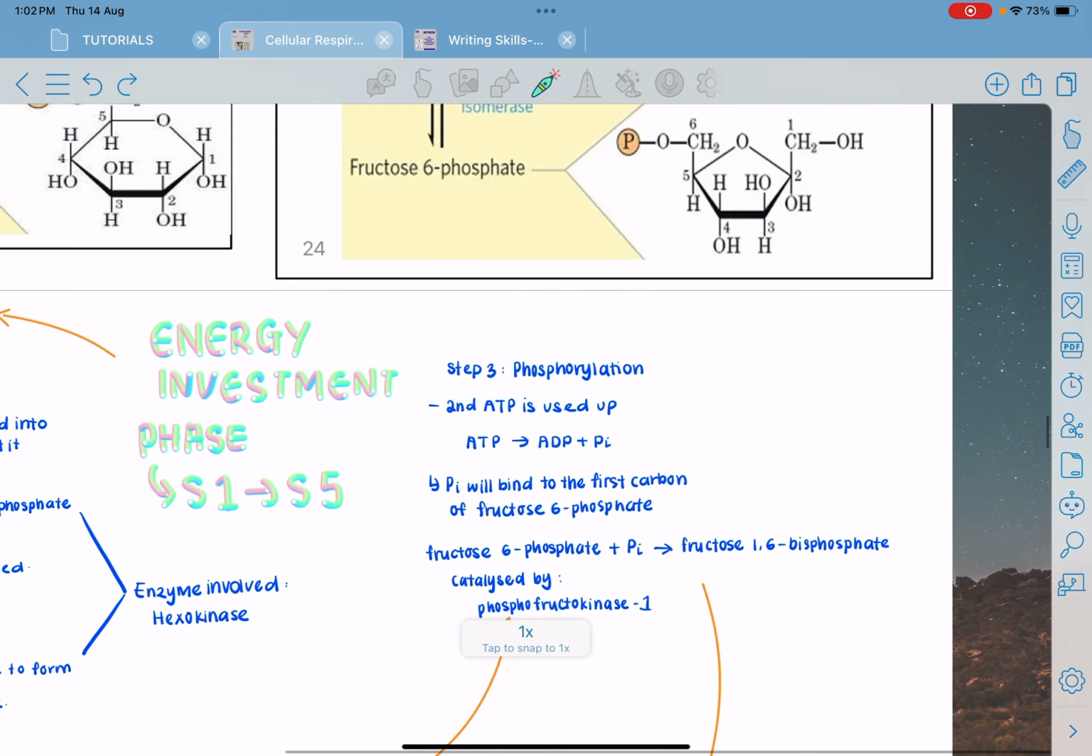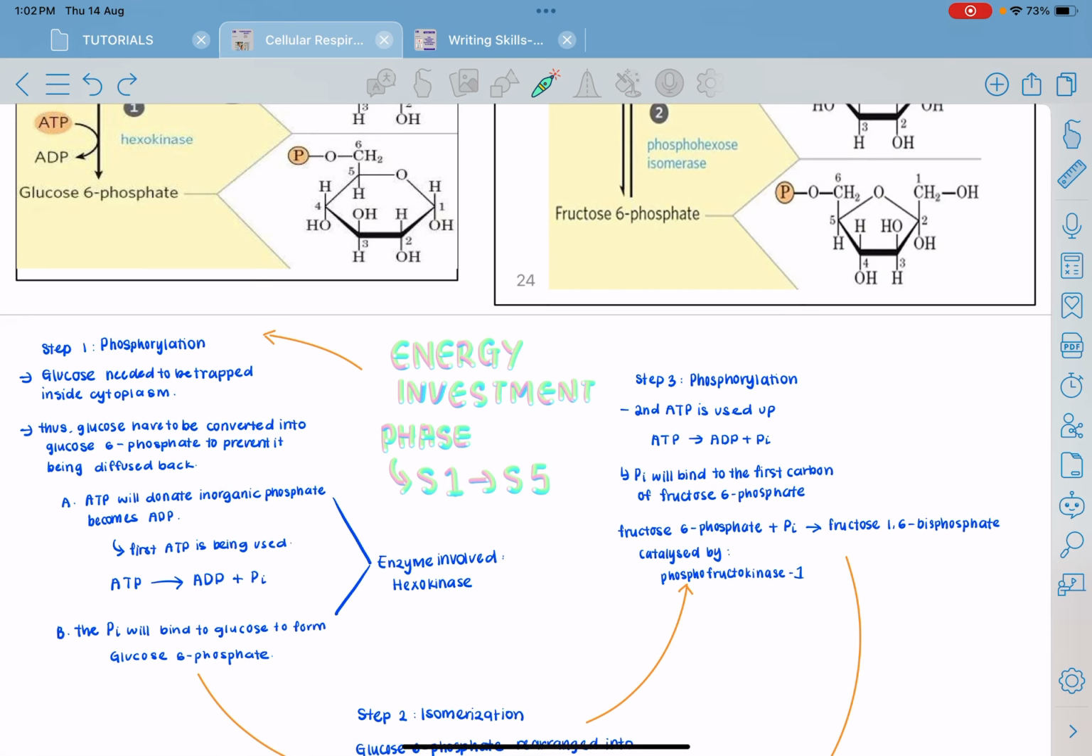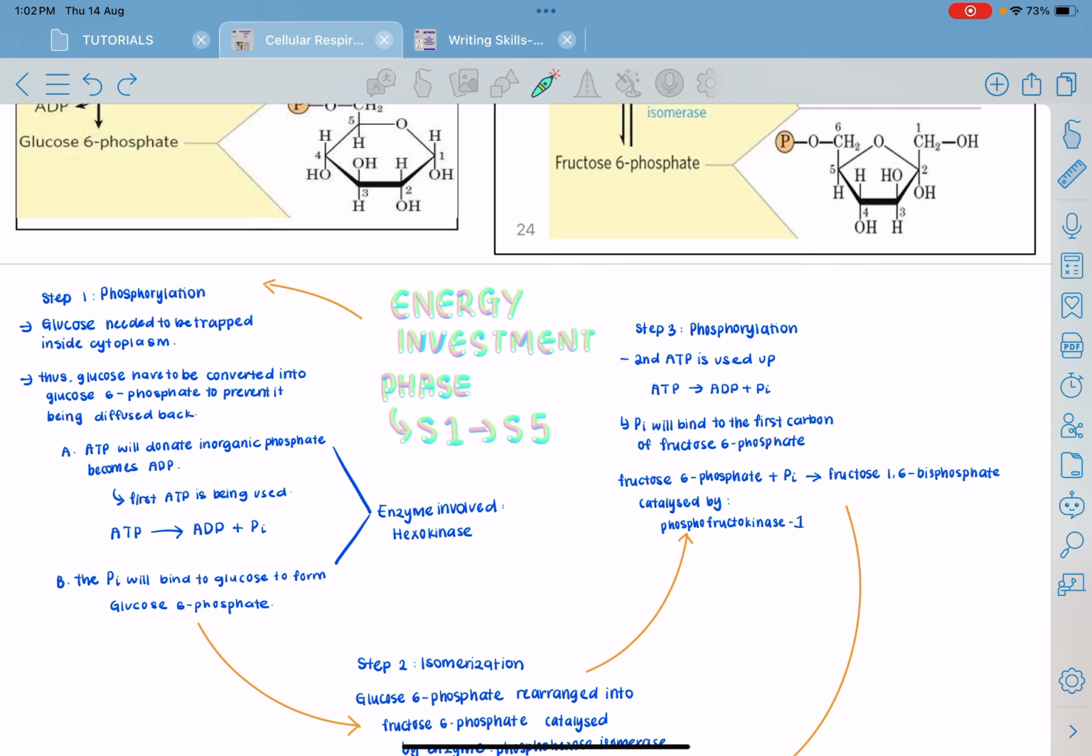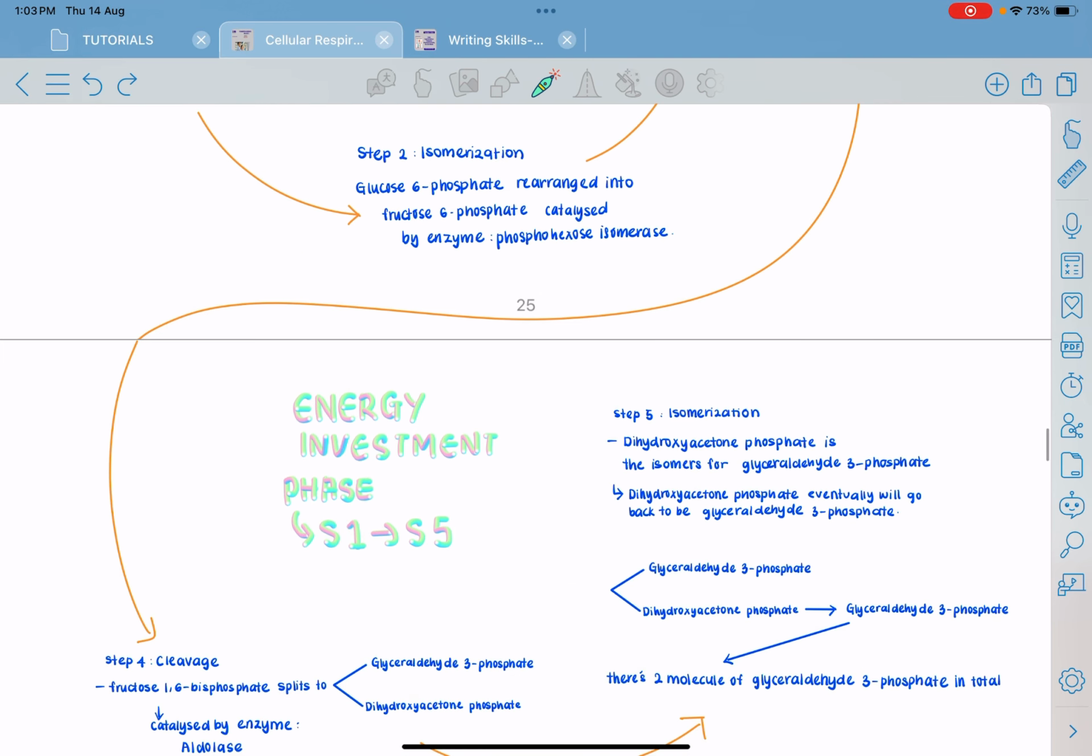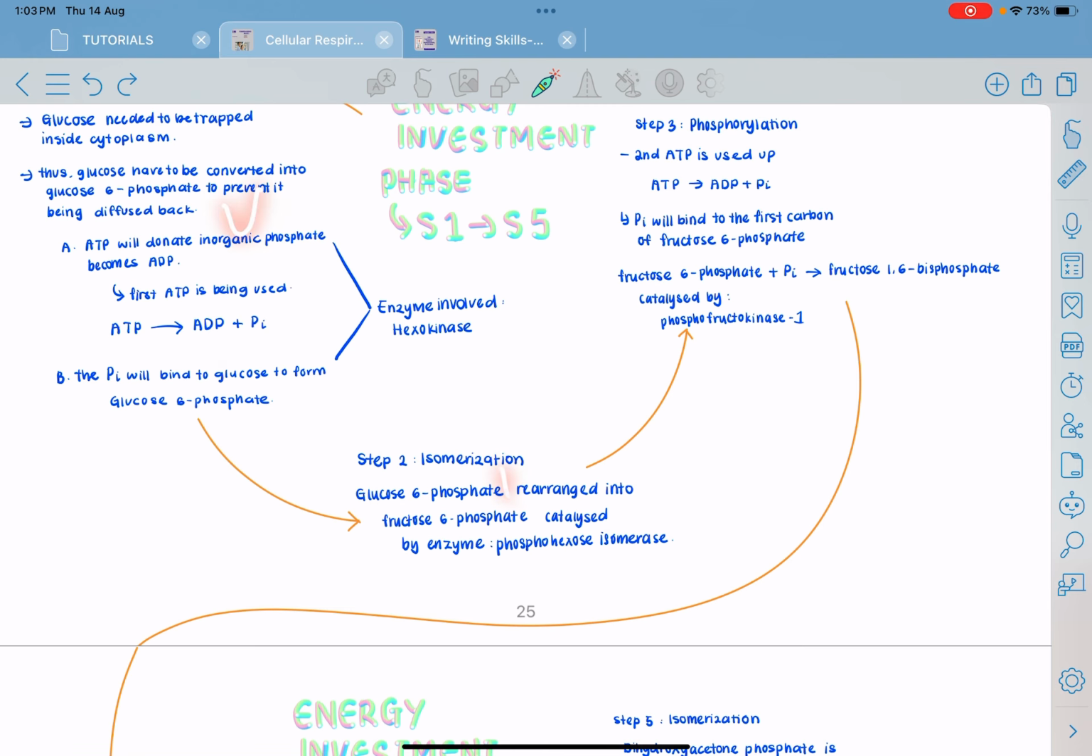And then we go to step 3, another kind of phosphorylation. So the second ATP is used up here. The ATP will change into ADP with Pi. The Pi will bond to the first carbon of fructose 6-phosphate. Right now, we have 1 phosphate already. When I add another Pi, how many phosphates do you get? You get 2 phosphates in total. That is why the name changes from fructose 6-phosphate to fructose 1,6-biphosphate. This one is catalyzed by phosphofructokinase 1. Settle.